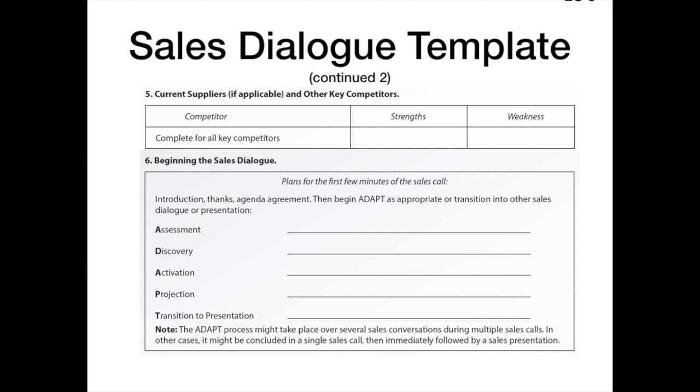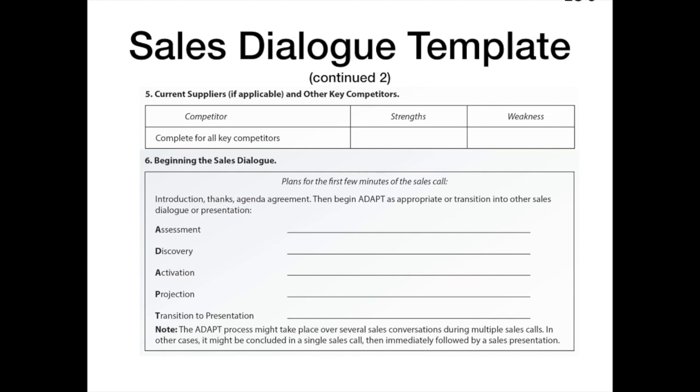And beginning the sales dialogue. This is where you will write out a basic script for how you will begin the first few minutes of the sales call. You always want to begin with an introduction, a greeting between yourself and the buyer. You want to thank them for meeting with you and spending their valuable time. And then outline the agenda for the meeting so that they know what you will cover in the time that you have to spend together.